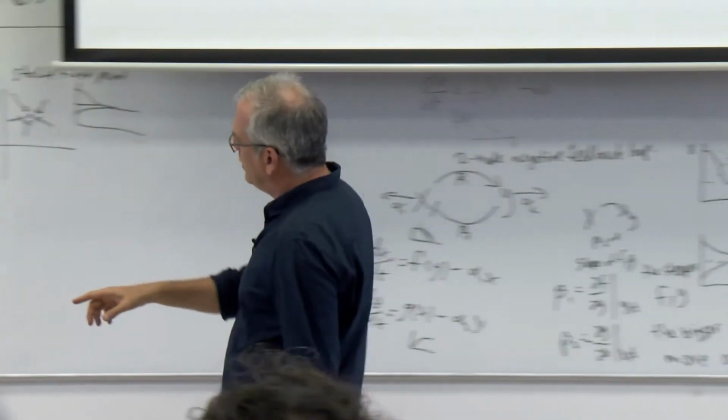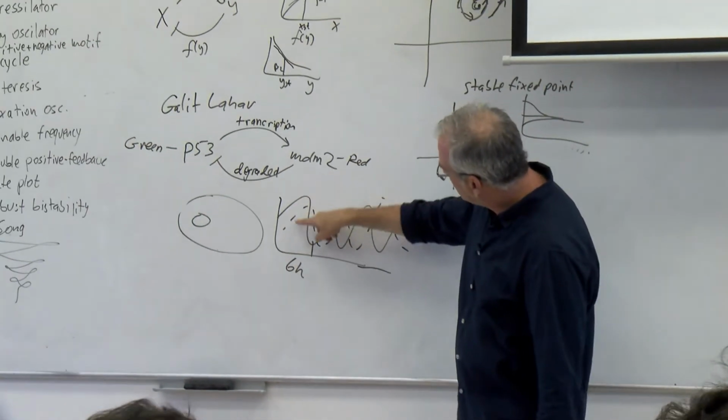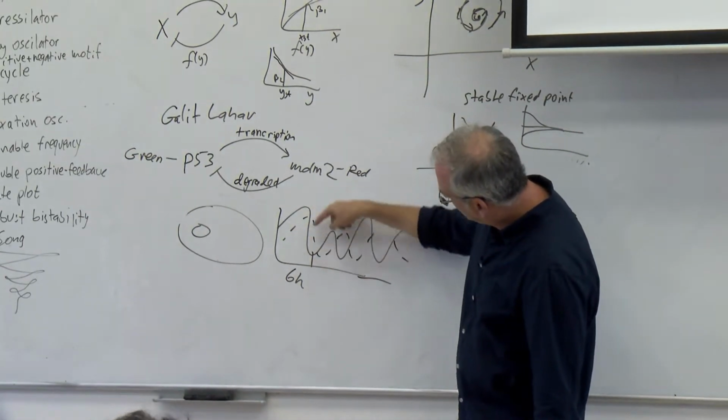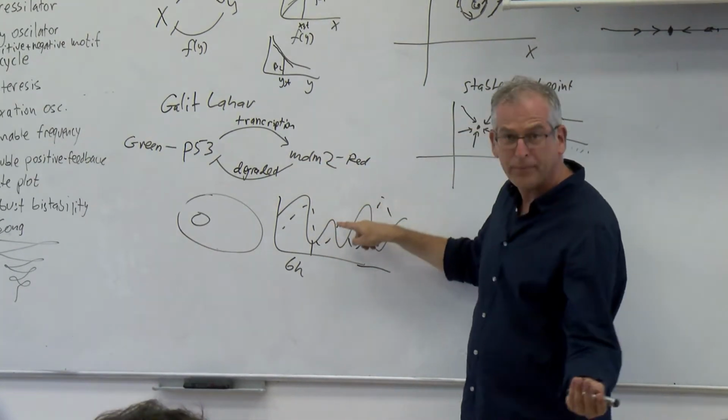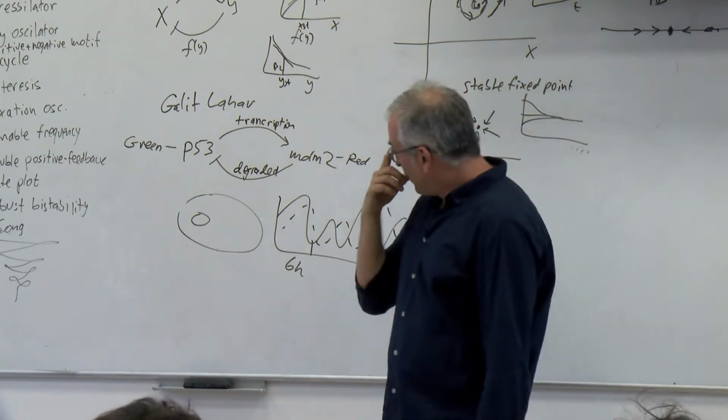P53 goes into the nucleus, makes Mdm2. Mdm2 causes P53 to be degraded. Then Mdm2 is not made anymore, it's just degraded. Then P53 goes up. So that was surprising for us.